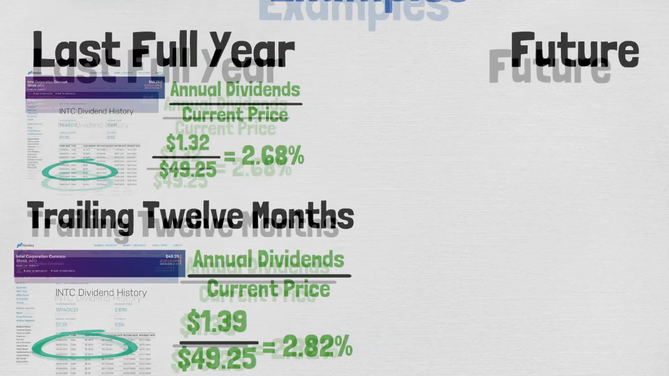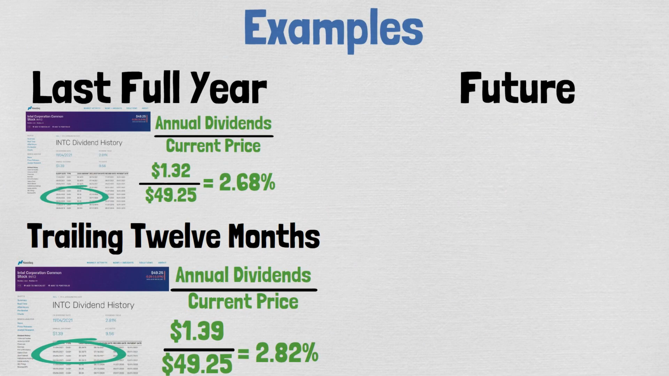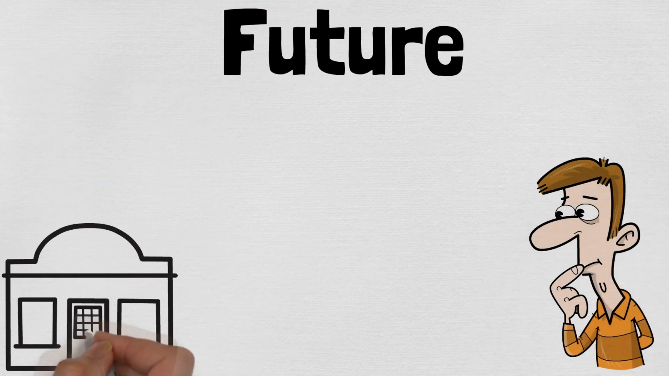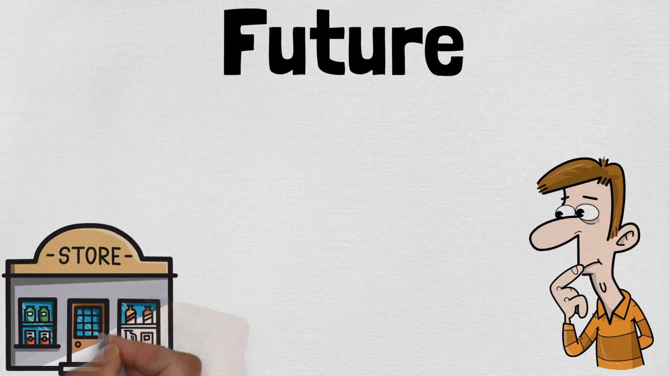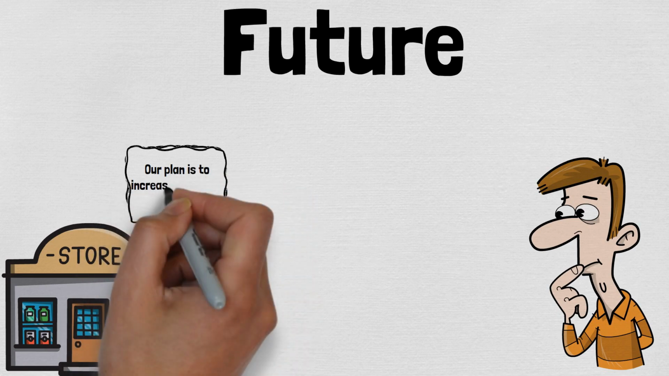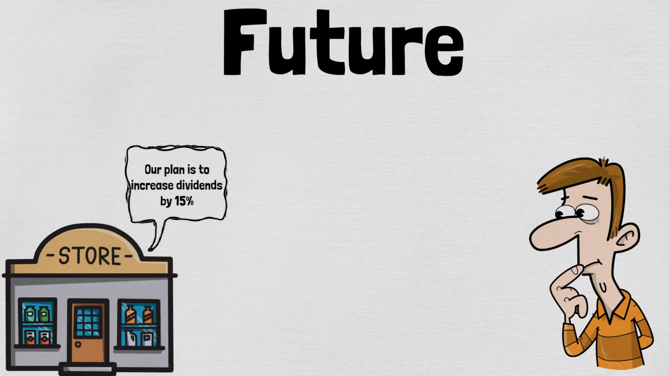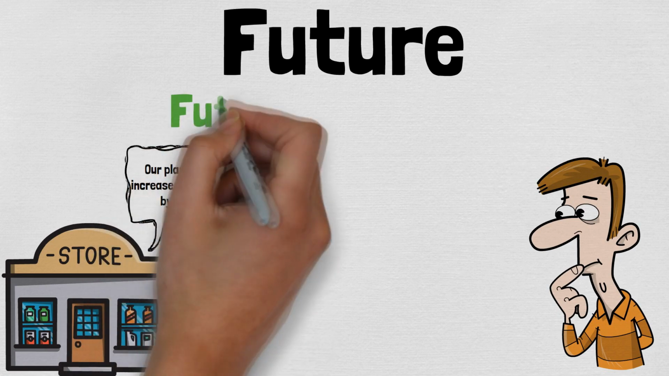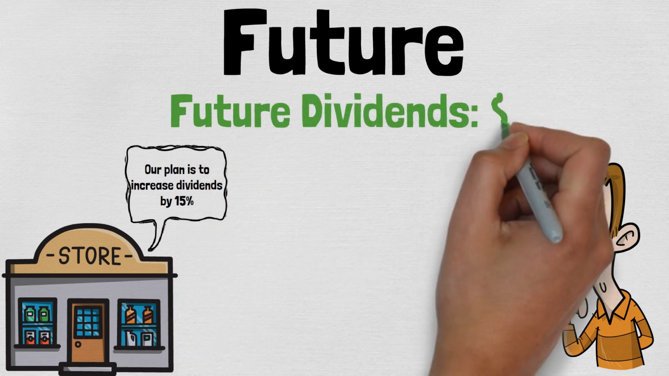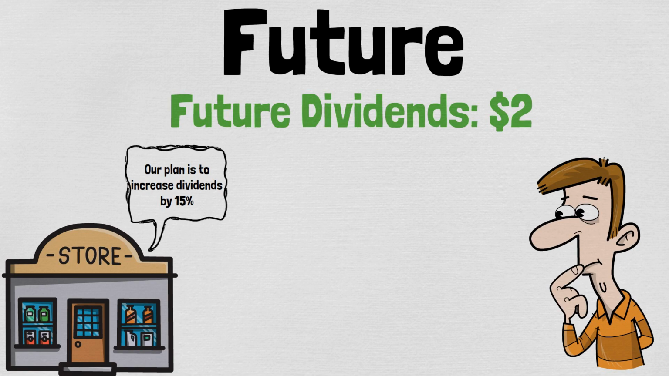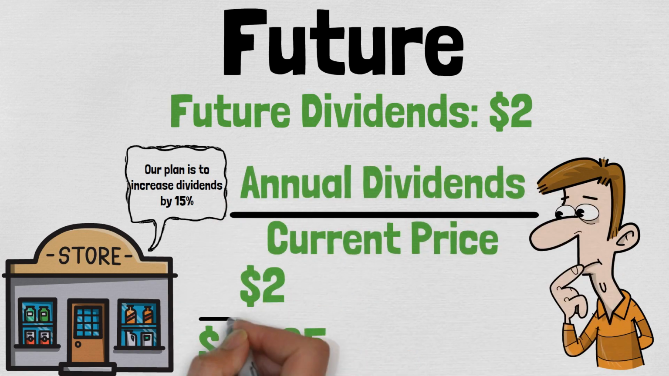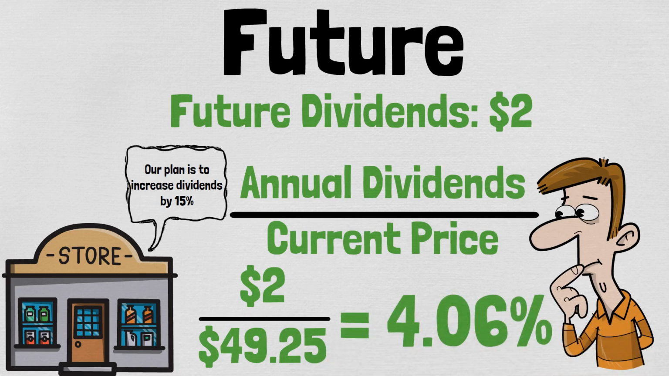You could also estimate the future dividends. To do this, you have to analyze the company by using things like annual reports, news, and many other things. A company could have also announced that in the future their plan is to increase dividends by X amount. Let's say for example, and to be clear, this number is taken out of nowhere, that after analyzing all the available information, we come to a conclusion that Intel is going to pay $2 dividends per share next year. This would mean that the dividend yield is 4.06%.